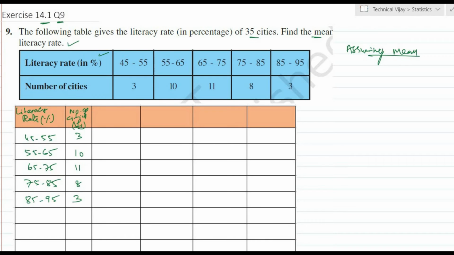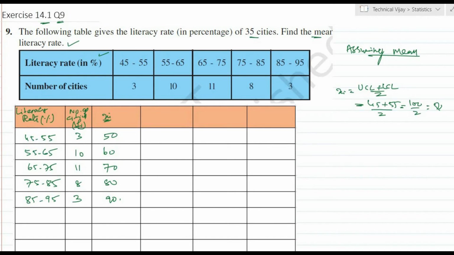So now here xi, that xi we have to calculate, that is the middle term. Xi is equal to upper class limit plus lower class limit divided by 2. So this is equal to 45 plus 55 divided by 2. So this is 100 by 2 equal to 50. So xi is equal to 50. In the same way, this is 60, this is 70, 80, 90.